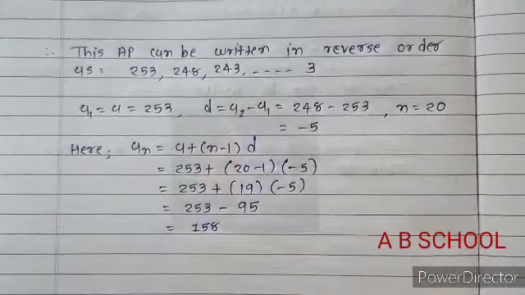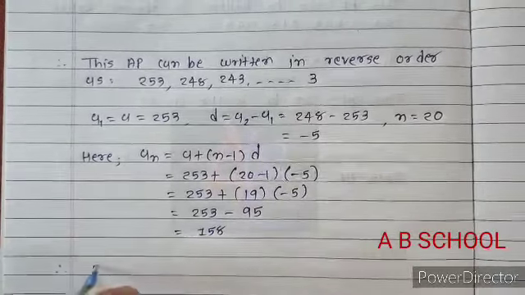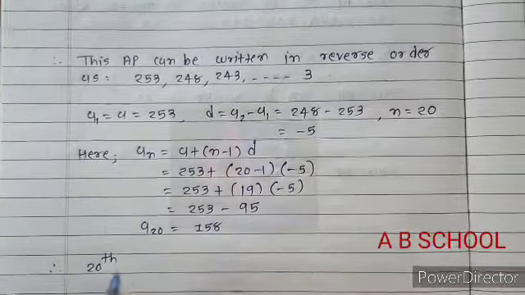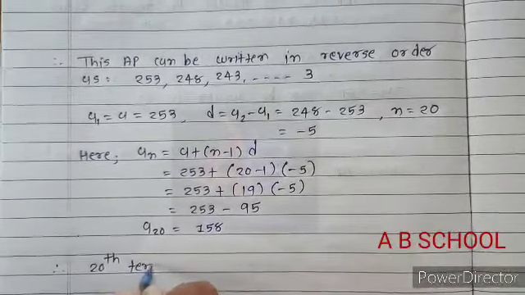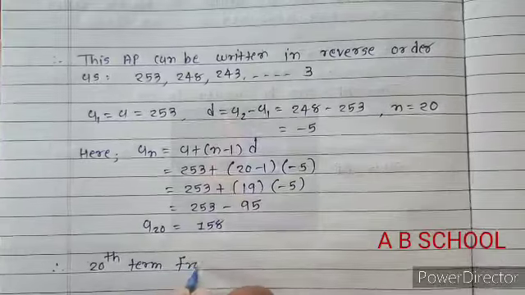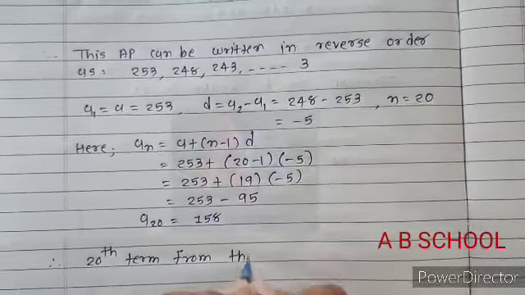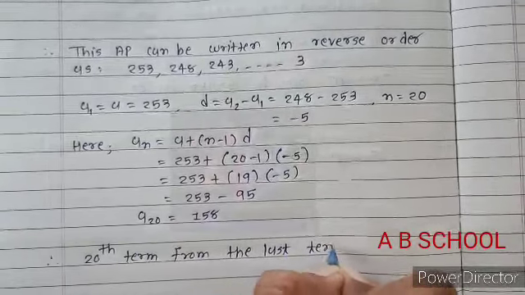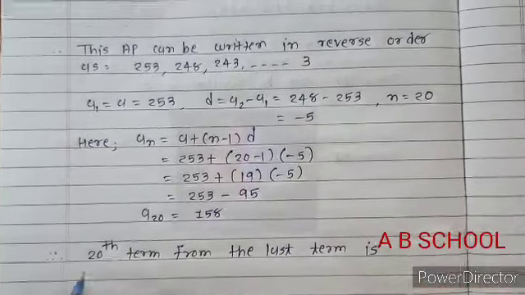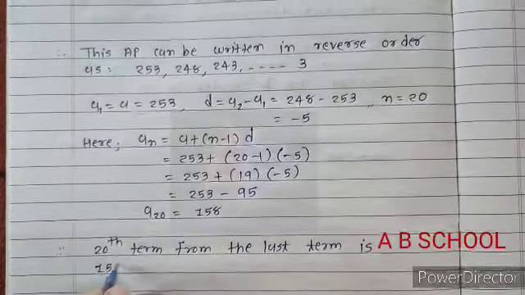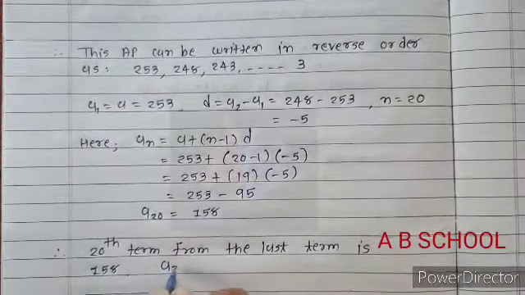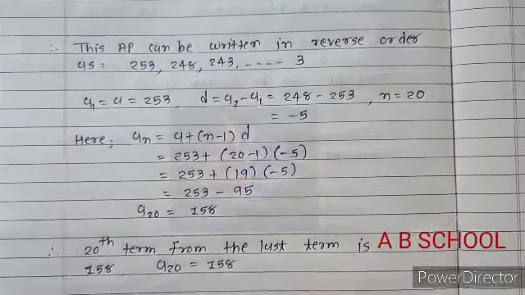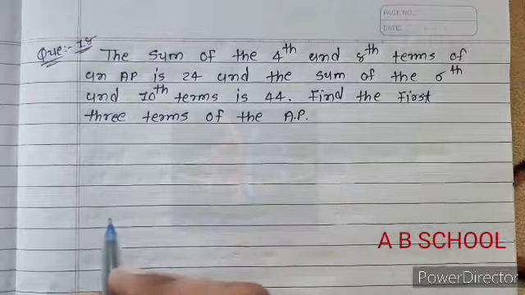is 158. Therefore the 20th term, A20, from the last term is 158. The value of A20 is equal to 158.